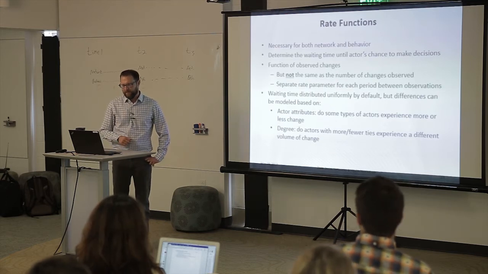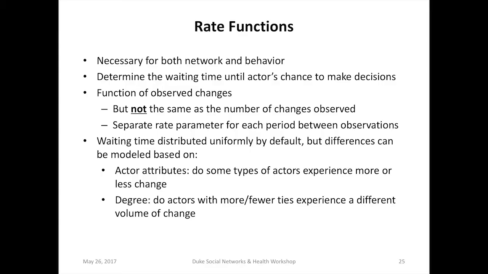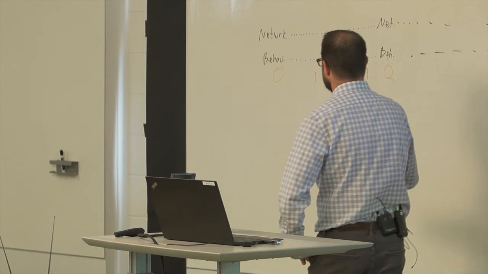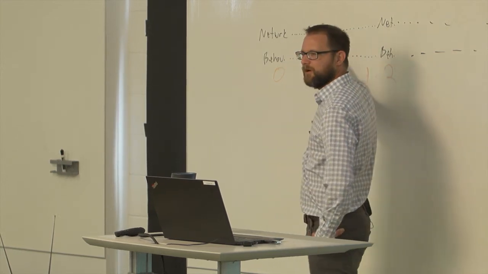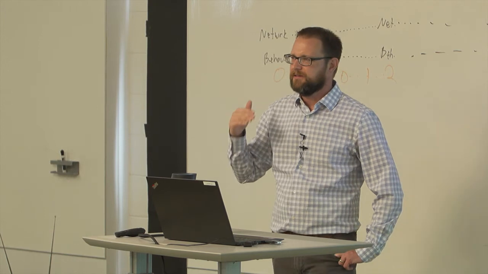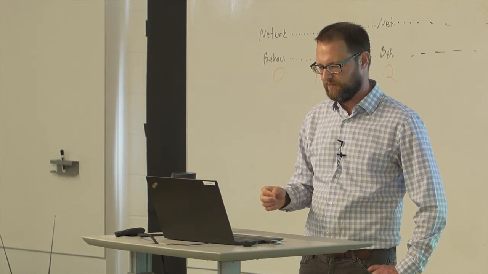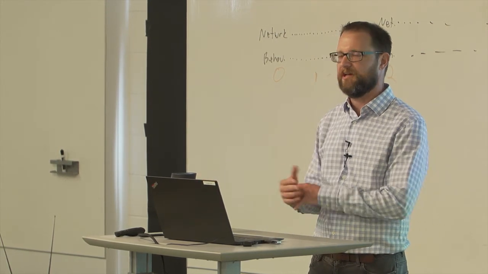All right, the main point of the rate functions is to determine how often actors change their behavior, how often actors change their network. It's kind of a function of the amount of observed change between the waves of data, but it's not directly interpretable in terms of that. Rate functions are interpreted in terms of how many microsteps there are. So the rate function is essentially how many opportunities each actor gets to change their network or to change their behavior.